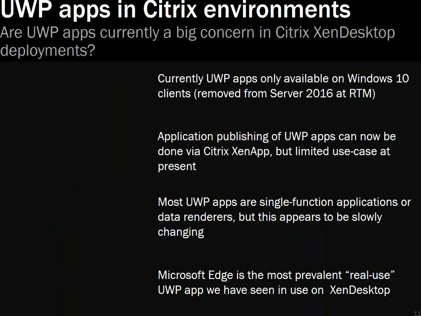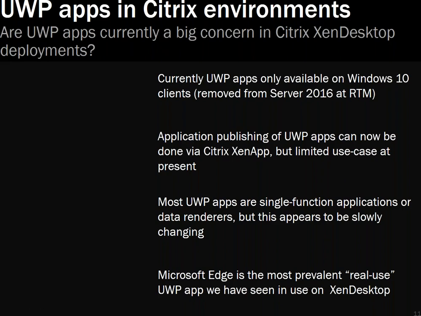So in Citrix environments, there are obviously some particular bits that you will need to be aware of. Now, currently the Universal Windows Platform apps are only on Windows 10 clients. They were in Server 2016 in the technical preview releases, but when the RTM version came along, they were all suddenly removed. Not entirely sure why that was done, but that's the way it is. Server 2016 is almost like an LTSB kind of release now, with all of the modern apps removed.